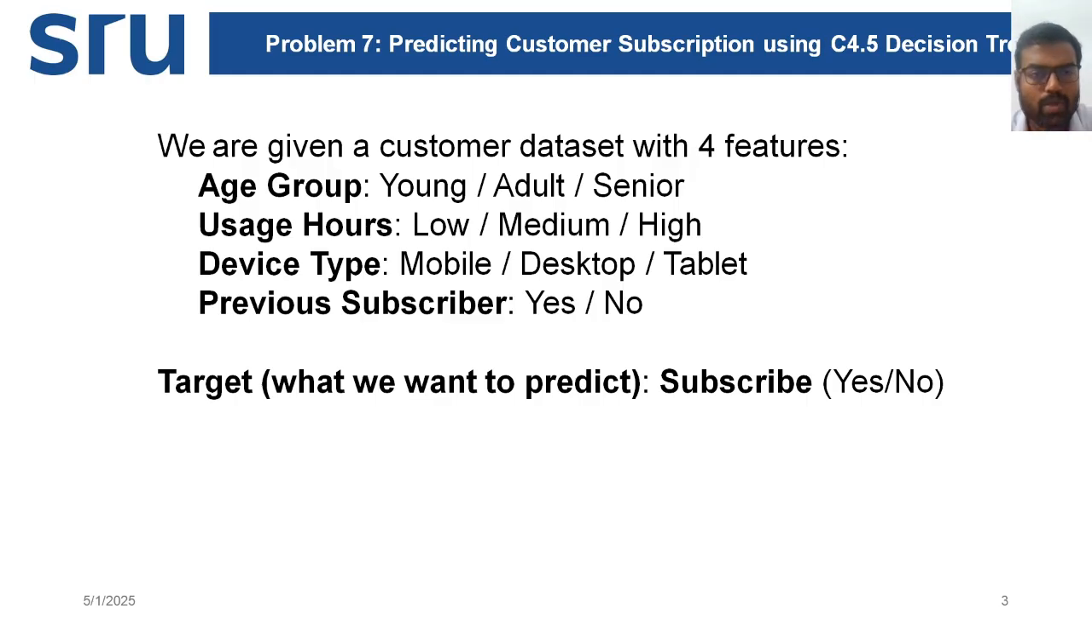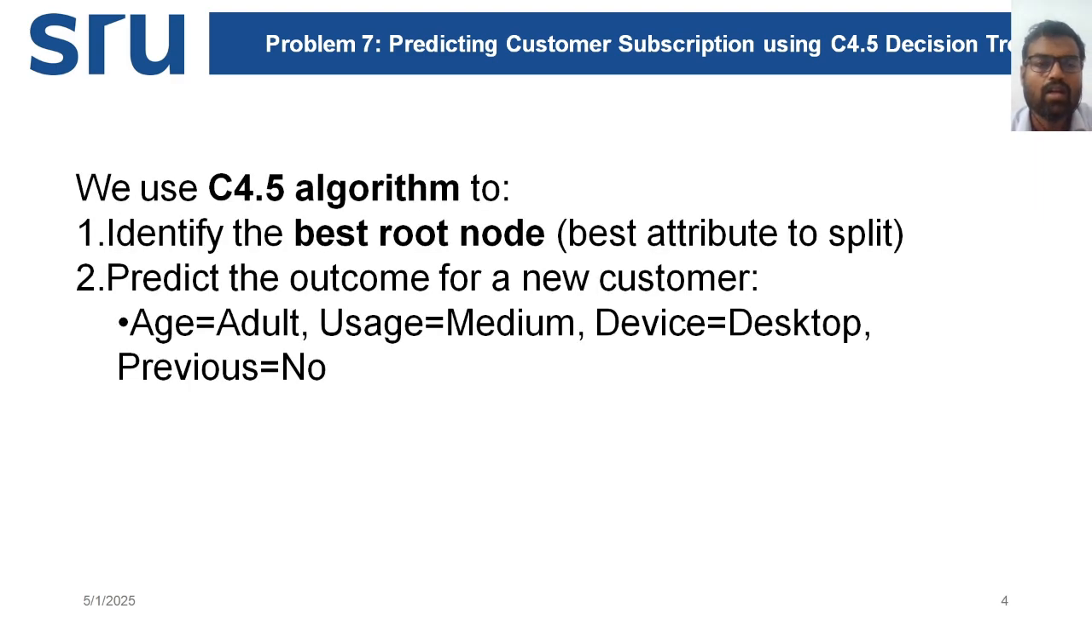I just explained age group, usage, device type, previous subscriber, yes or no. In that way, we're going to look. Then what do you mean by the C4.5 algorithm here? We're going to find out the best root node, I mean the best attribute, just like before with ID3.